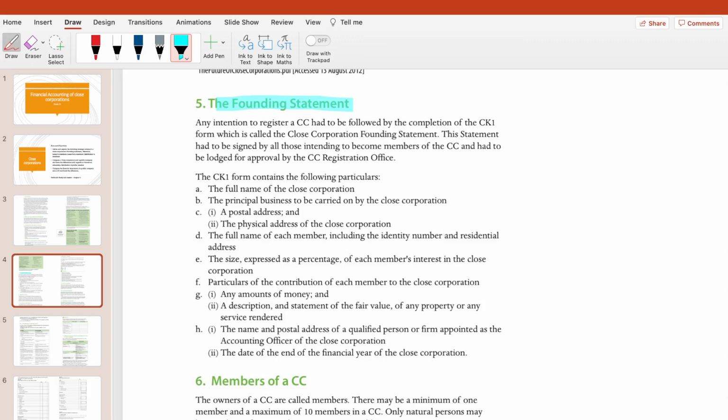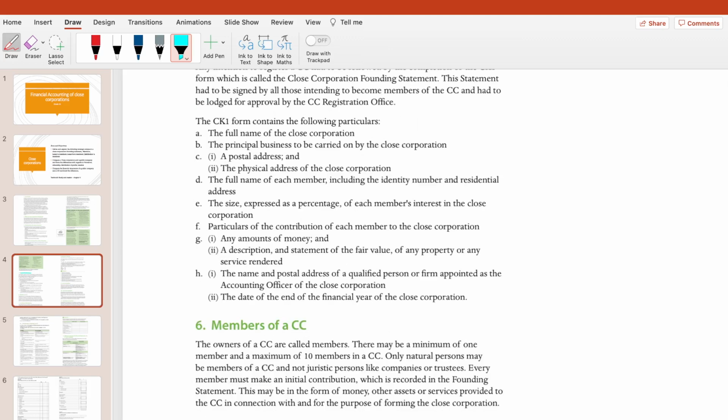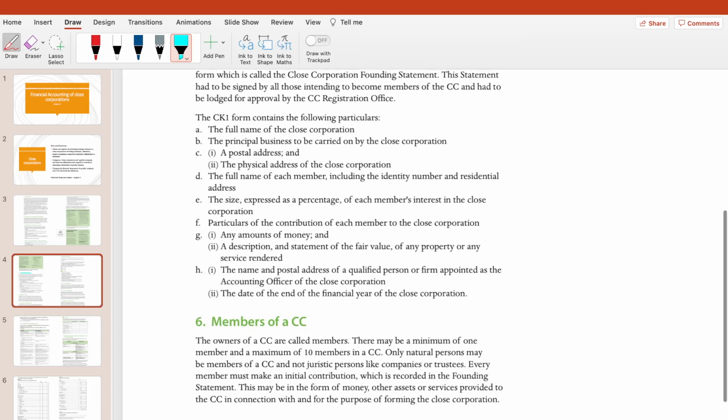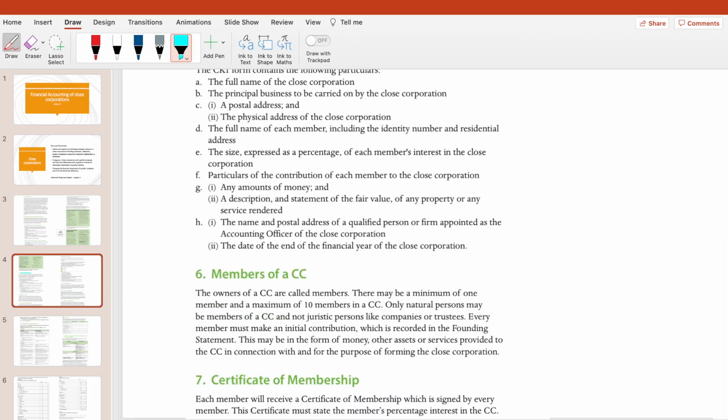Now, the particulars of the contribution of each of the members to the closed corporation is any amounts of money that they will contribute, the capital that they put in, a description and a statement of the fair value of any of the property or any of the services that is rendered, as well as the name and the postal address of a qualified person or firm appointed as accounting officer of the closed corporation, and also the date of the end of the financial year of the closed corporation. When will the financial year end be?